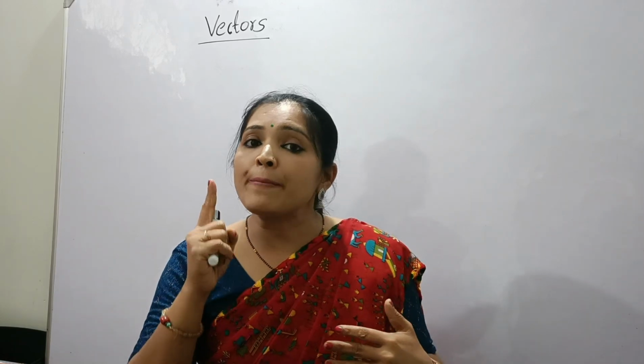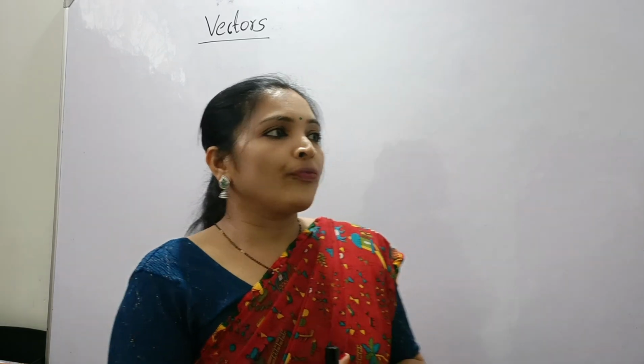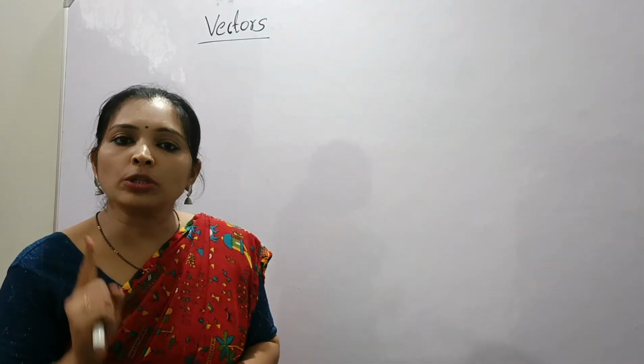We know what a scalar quantity is. This one also we studied, right? A scalar quantity is a quantity having only magnitude. There is no direction. For example, time, distance, volume. These are scalar quantities, right? So there is no direction. Here we will study only vectors. A vector is a quantity having both magnitude and direction.